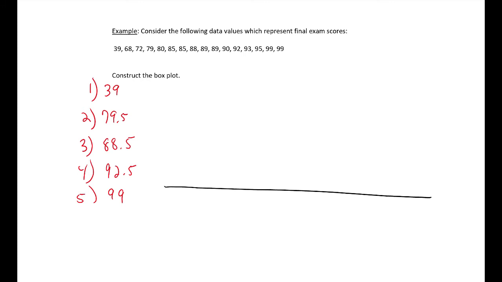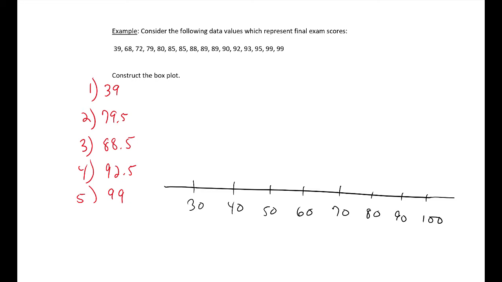So I like to draw my box plots horizontal, but you can do vertical box plots. There's no rule against those. And what I'm going to do is I'm going to indicate my scale here. So I'm going to go in increments of 10, I believe. So let's do 30, 40. Okay. And so here we go. Let's go different color. All right.